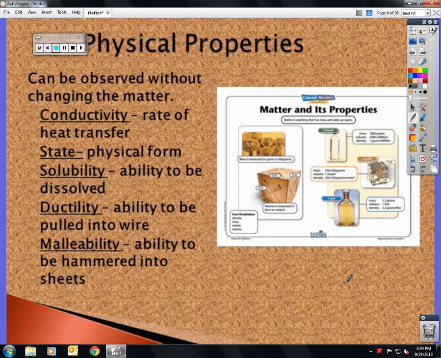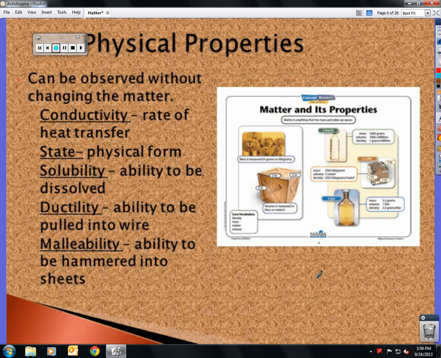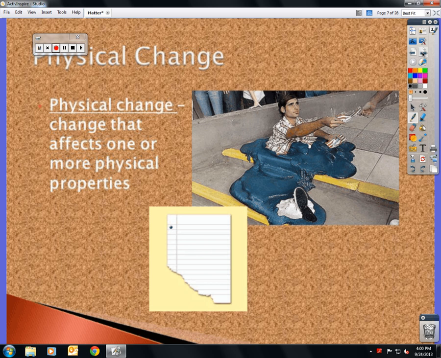Alright, physical properties of matter. Physical properties can be observed without changing the matter. Conductivity, in other words, does heat or electricity flow through it? The state and the physical form as far as gas, liquid, solids. Is it soluble? Can it be dissolved is what that means. Is it ductile, or does it have ductility where it can be pulled and twisted into wire? Or is it malleable? Can it be hammered into thin sheets? Metals are ductile and malleable. Salt, sugar is soluble. Alright, physical change is one that affects one or more of those properties.